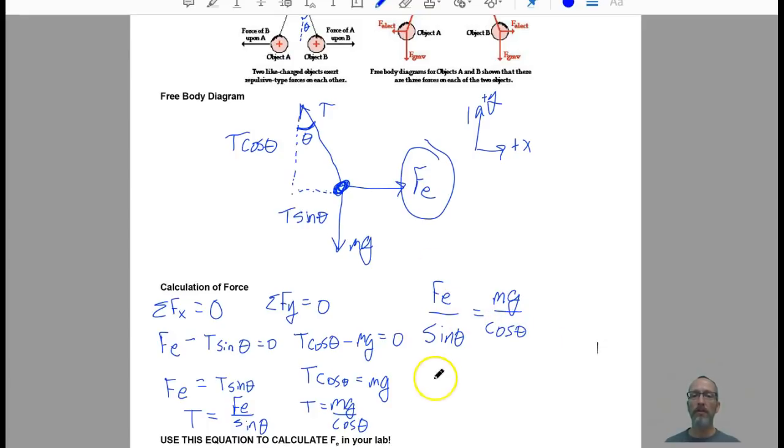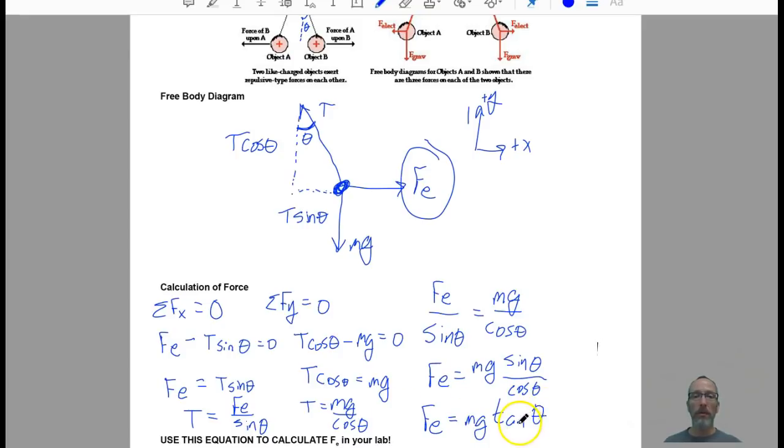So let's go ahead and solve for the force of electricity. Force of electricity is equal to mg times the sine of the angle, and we're going to divide that by cosine of the angle. And yes, you are correct, sine over cosine is tangent, so the force of electricity is equal to mg times the tangent of the angle.